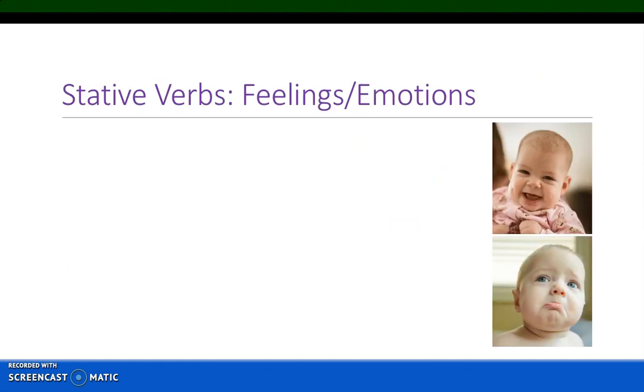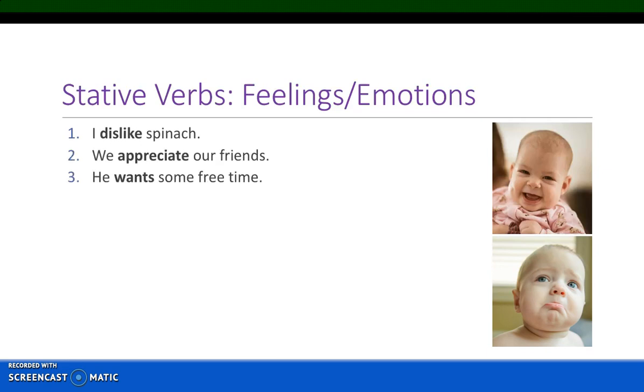This is the first category that we're going to look at, which is feelings and emotions. I dislike spinach. We appreciate our friends. He wants some free time. In these sentences, dislike, appreciate, and wants are all stative verbs. So they're all in the simple present tense. They are not in the present progressive.